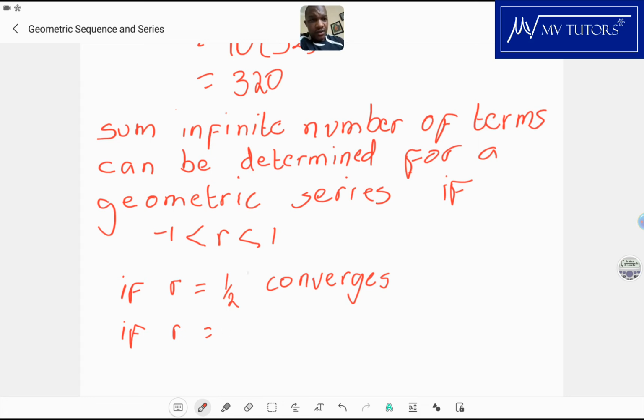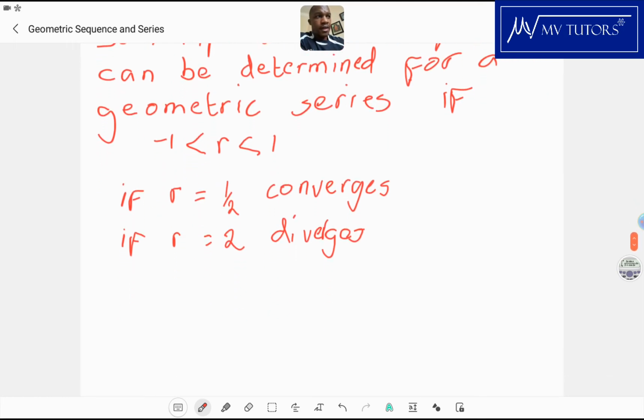But if it's greater than 1, say for example it's 2, then we say the series is diverging. It diverges. And then one more thing I just want to add out of interest. If R is a negative number, meaning it's less than 0, then we say the series oscillates.